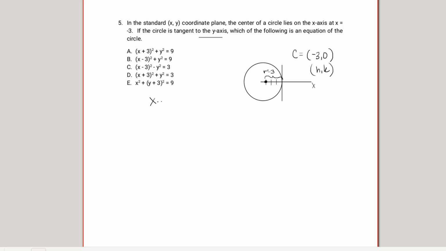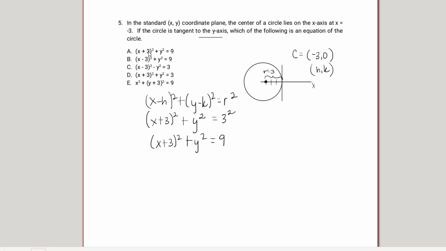So when we use our standard formula, (x minus h) squared plus (y minus k) squared equals r squared, we plug in an h, k of -3, 0. Now this is where our minus signs come into play. So when we have a minus h here, a minus -3 gives us (x plus 3) squared, plus a 0 for k just gives us a y squared. That cancels out. And we said our r was equal to 3 squared, which is 9. We can simplify: (x plus 3) squared plus y squared equals 9. And that should be equivalent to answer choice A.